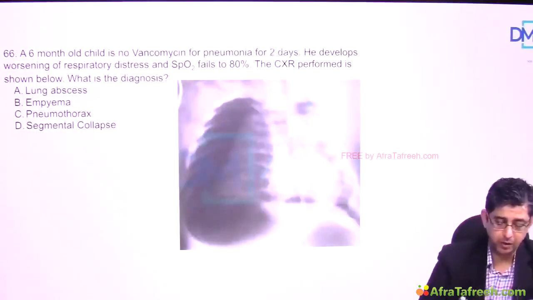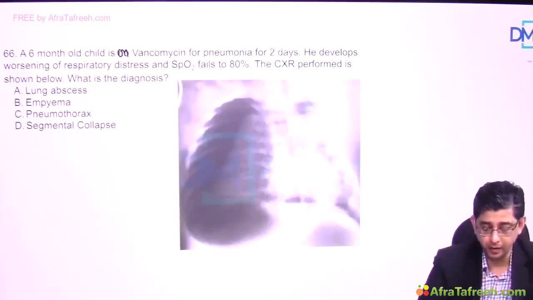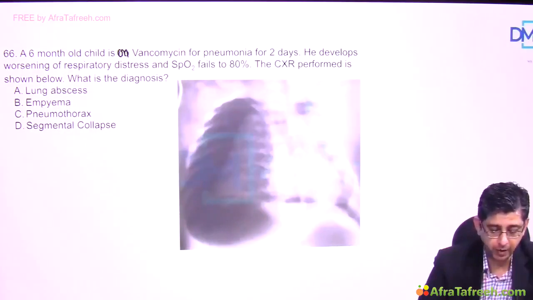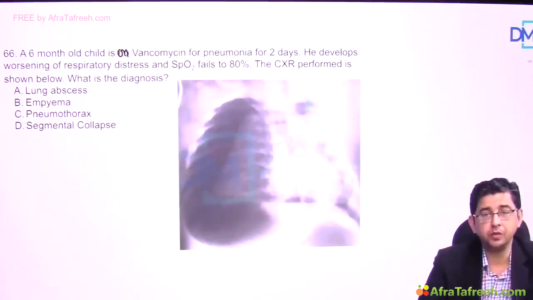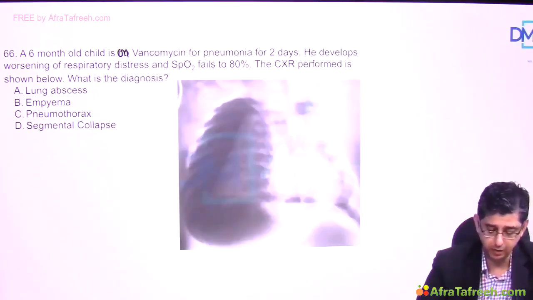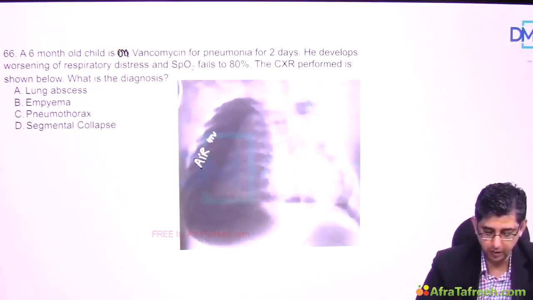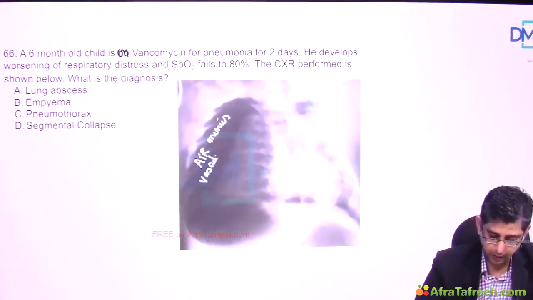A 6-month-old child is on vancomycin for pneumonia for 2 days, and he develops worsening of respiratory distress and SpO2 falls to 80%. The chest X-ray is performed, and what does the image show? Well, if you look at this image, you can see this very clear, distinct air present in the chest cavity, minus any vascular markings in this particular part of the X-ray.